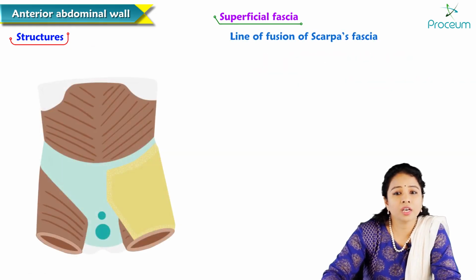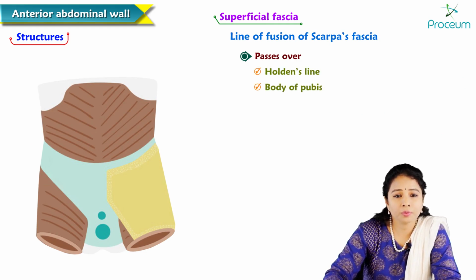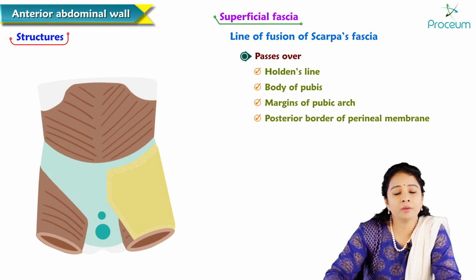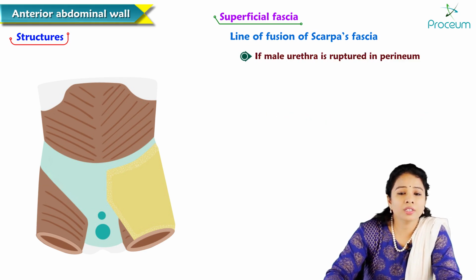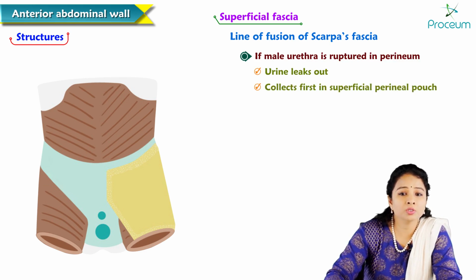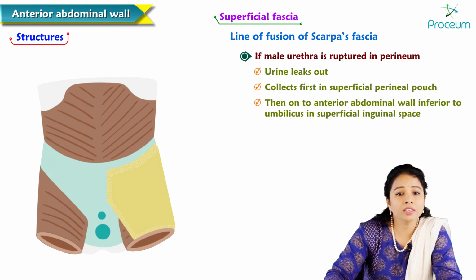The line of fusion of Scarpa's fascia passes over Holden's line or the body of the pubis, the margins of the pubic arch, the posterior border of the perineal membrane and the posterior edge of the urogenital diaphragm. So along this line we see the fusion of Scarpa's fascia forming Holden's line. Therefore, if the male urethra is ruptured in the perineum, the urine leaks out and collects first in the superficial perineal pouch and then onto the anterior abdominal wall inferior to the umbilicus, in the superficial inguinal space.